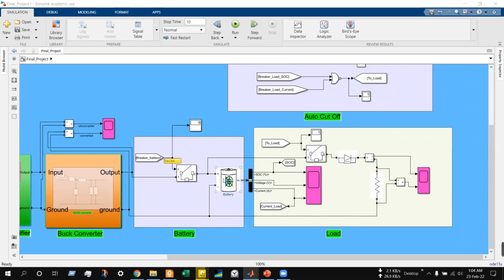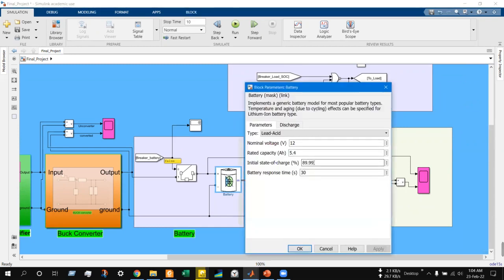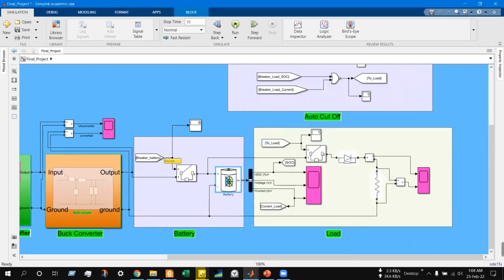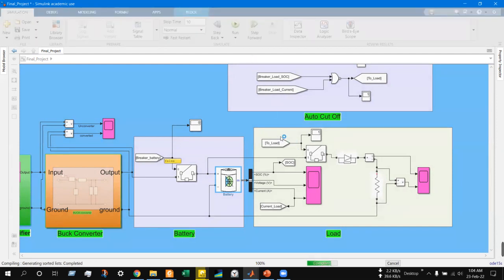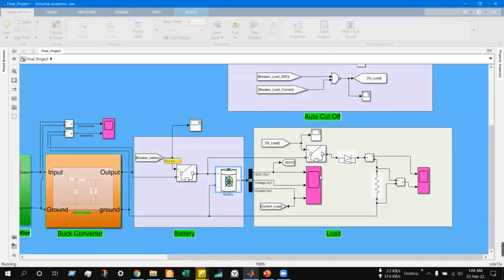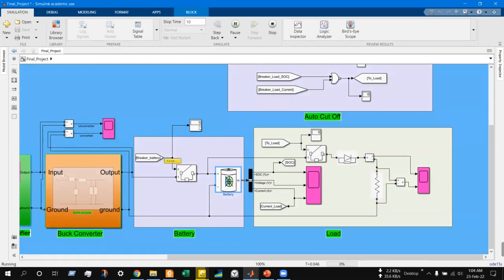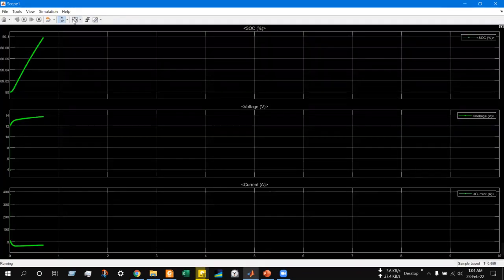At first, if we see the charging part, let's make our SOC less than 90, that is 80%. So if you now simulate this circuit, then we will see our breaker display shows 1, this breaker part at the battery, and the breaker part at the load shows 0. So that means that our charging part is on and the discharging part is off. So if you see the scope here, we will see that the SOC is increasing.